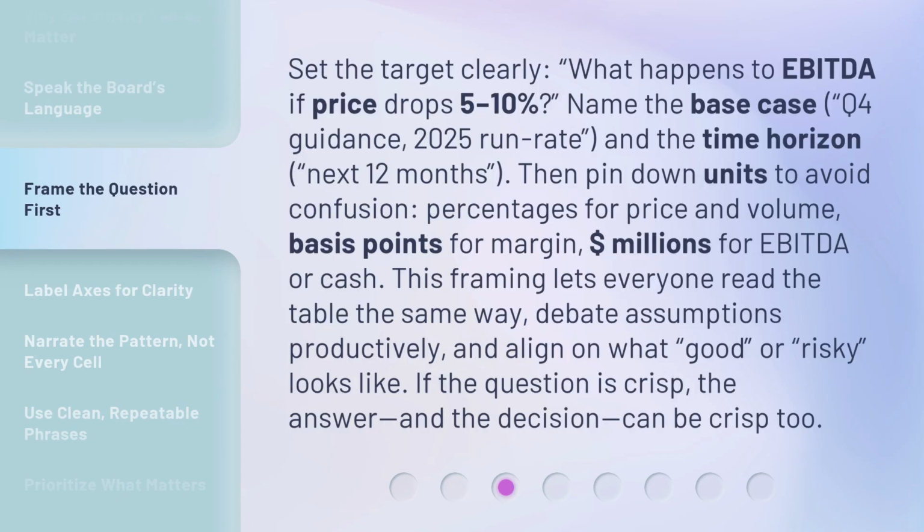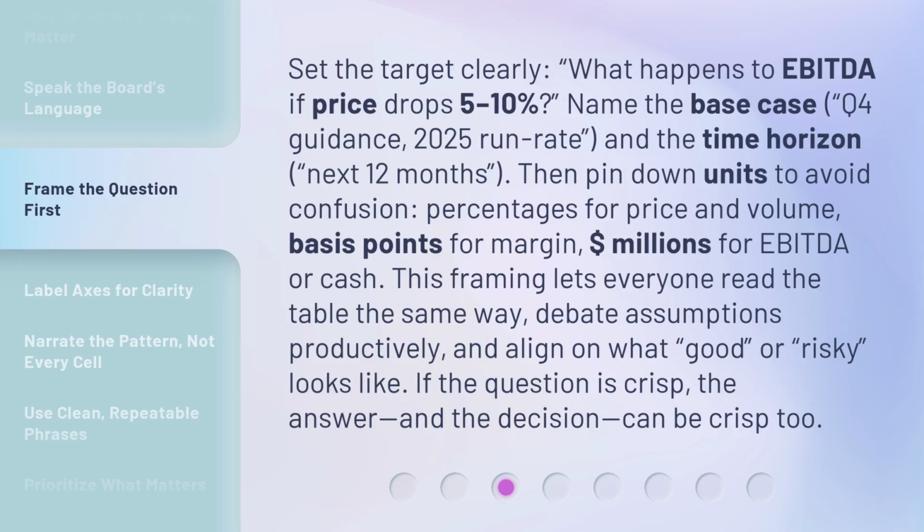Set the target clearly. What happens to EBITDA if price drops 5 to 10%? Name the base case, Q4 guidance, 2025 run rate, and the time horizon, next 12 months. Then pin down units to avoid confusion. Percentages for price and volume. Basis points for margin. Dollar millions for EBITDA or cash.